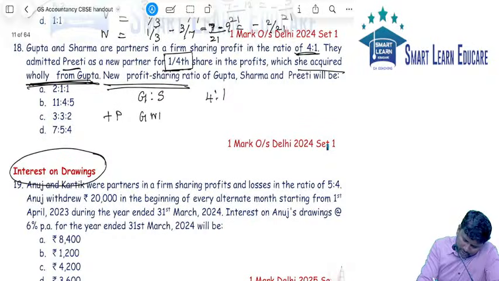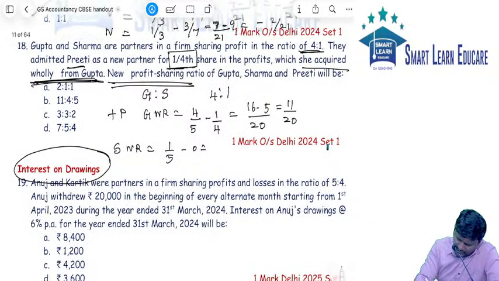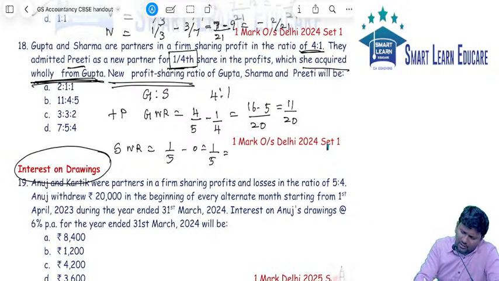So Gupta's new ratio is equal to 4/5 minus 1/4. LCM 20. It is 16 minus 5 will give you 11/20. Similarly, S's new ratio is 1/5 minus 0. He did not sacrifice anything. So it is 1/5. If I want 20 as denominator, it should be multiplied with 4. Numerator also should be multiplied with 4. So it is 4/20.